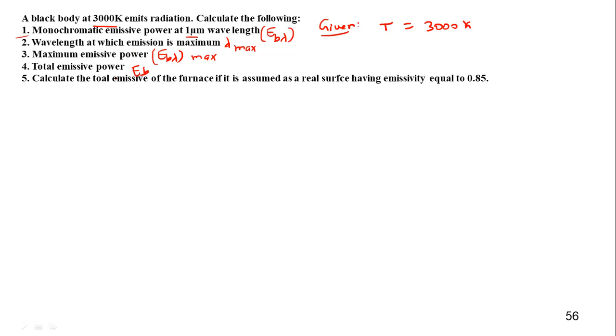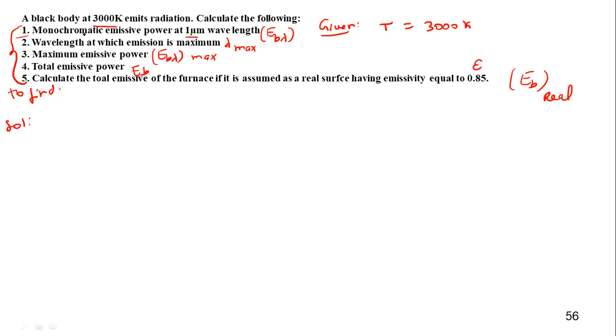In this problem, we also calculate the total emissive power when the furnace is assumed as a real surface having a given emissivity. So we use the emissivity to find out the total emissive power with respect to the real surface. First we find out the monochromatic emissive power. These are the data needed to find these values, so we go directly to the solution.